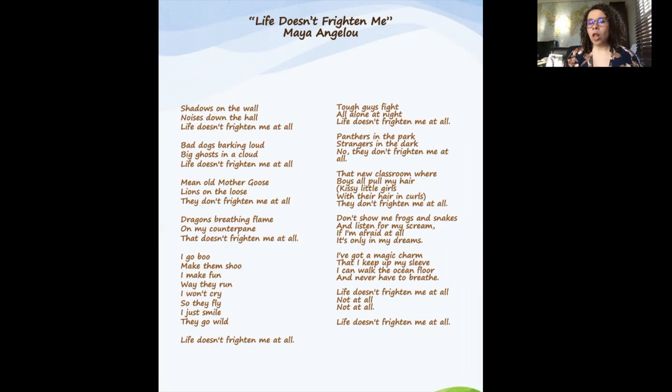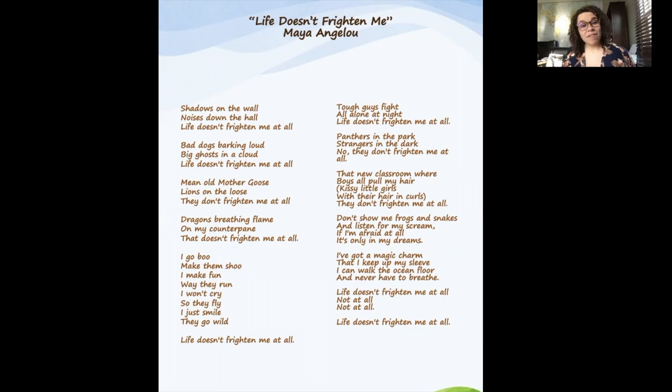Tough guys fight all alone at night. Life doesn't frighten me at all. Panthers in the dark, strangers in the dark. No, they don't frighten me at all. That new classroom where all the boys pull my hair. Kissy little girls with their hair in curls. They don't frighten me at all. Don't show me frogs and snakes and listen for my scream. If I'm afraid at all, it's only in my dreams. I've got a magic charm that I keep up my sleeve. I can walk the ocean floor and never have to breathe. Life doesn't frighten me at all. Not at all, not at all. Life doesn't frighten me at all.